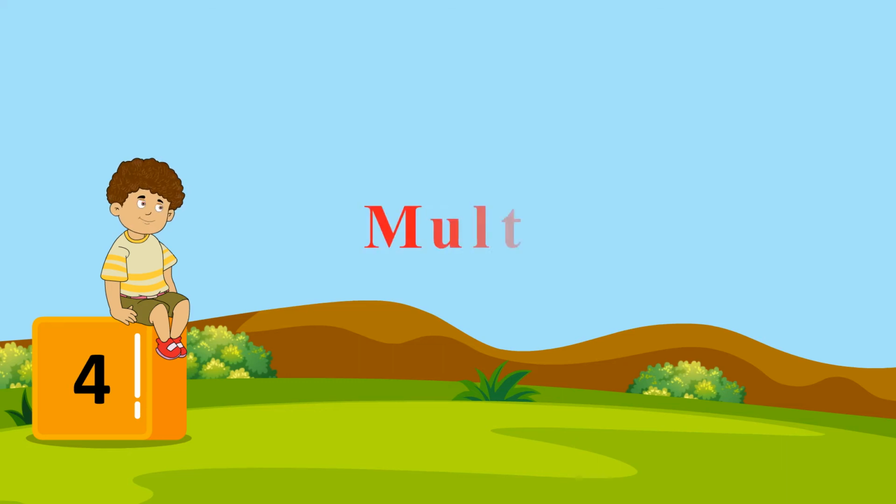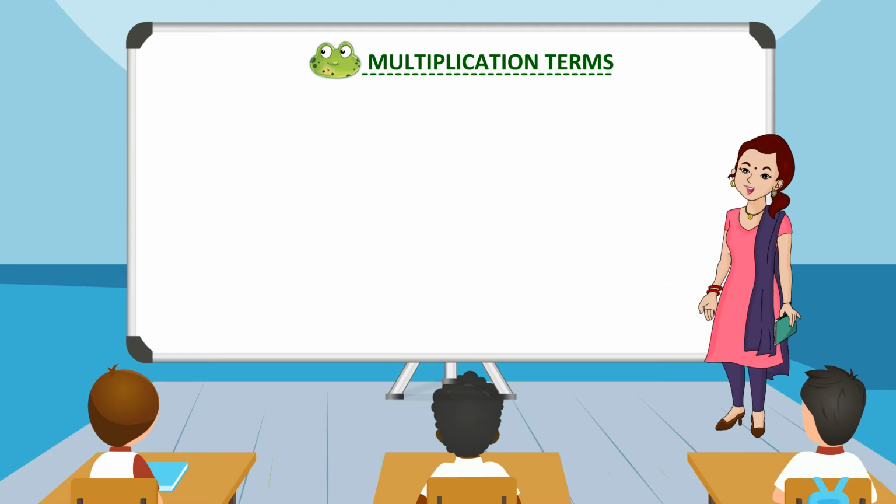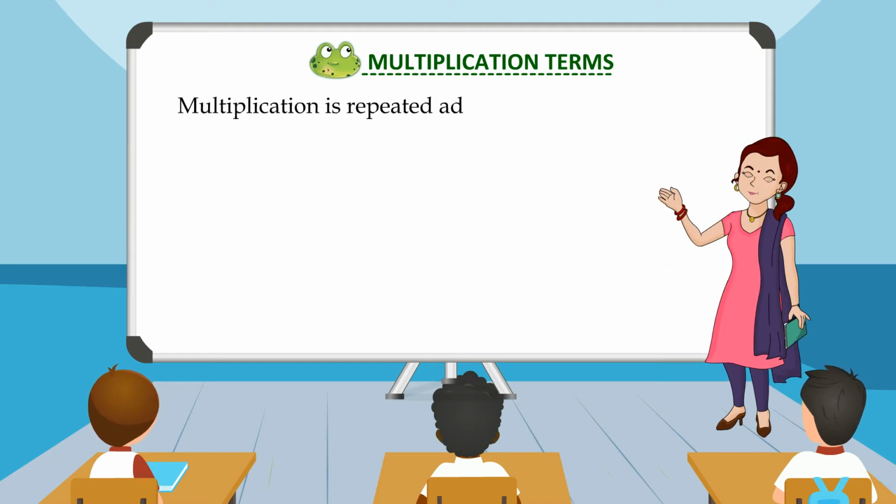Chapter 4. Multiplication. Multiplication terms. Multiplication is repeated addition.